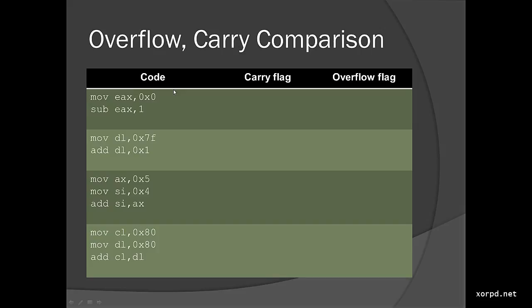Try to follow me on this, and also try to predict yourself the resulting values and the resulting flag in each example. In the first example, we move the value 0 inside EAX, and then we subtract 1 from EAX. Can you try to guess the carry flag and the overflow flag?